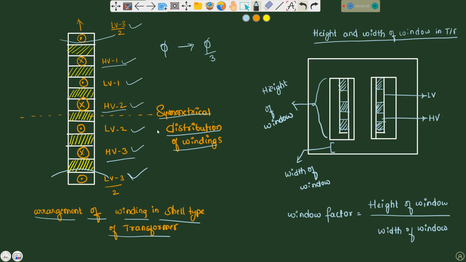Understood? Now we will discuss the window factor. What is the window factor? The window factor of the core is an important design parameter which determines the amount of leakage flux in the transformer. What does it define? The amount of leakage flux. Understood?